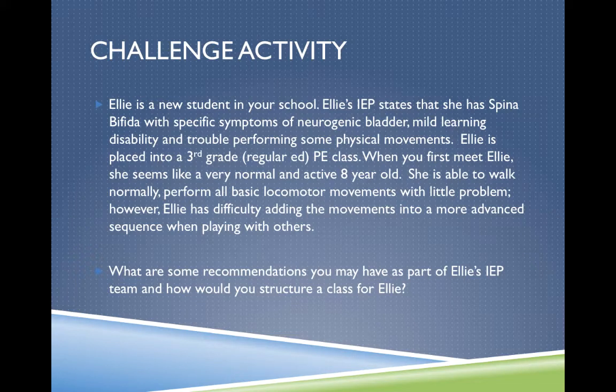When you first meet Ellie, she seems like a very normal and active 8-year-old. She is able to walk normally and perform all basic locomotor movements with little problem. However, Ellie has difficulty adding the movements into more advanced sequences when playing with others. What are some recommendations you may have as part of Ellie's IEP team, and how would you structure a class for Ellie?